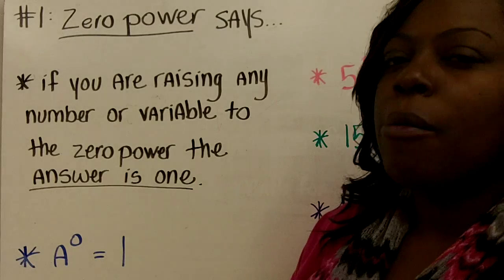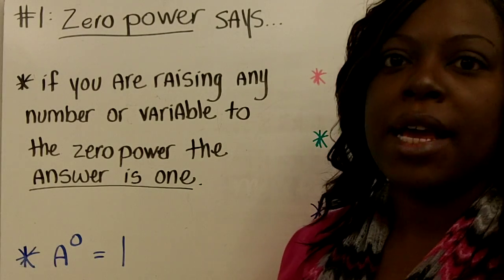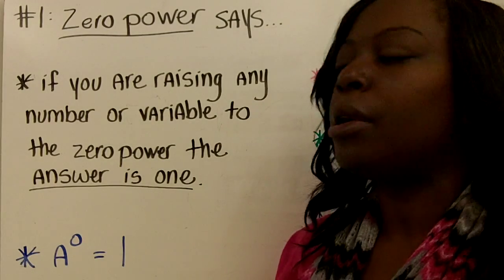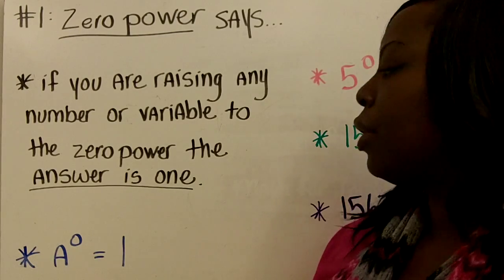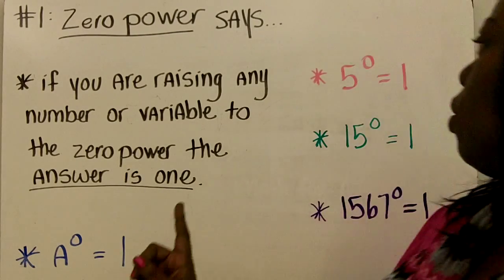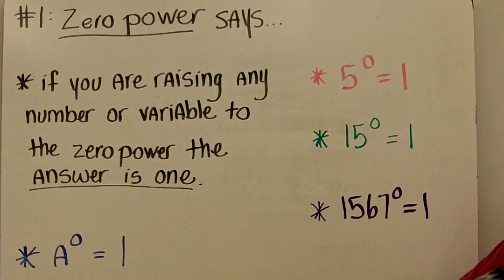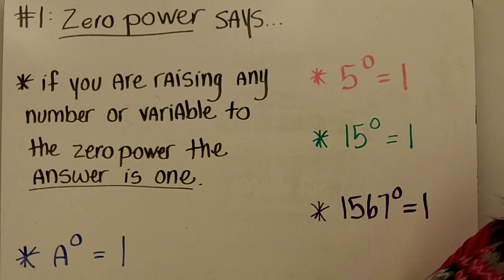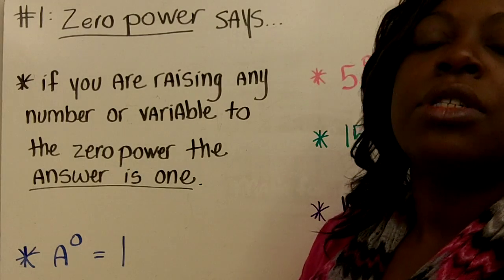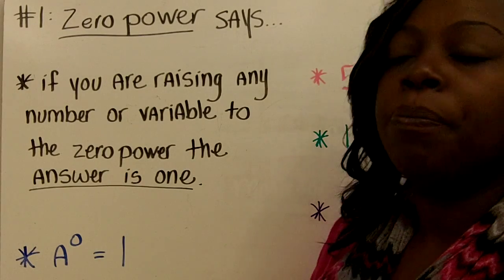What the zero power basically says is that any base, no matter the size or the type, raised to the zero power equals 1. So again, whether it's 5 to the 0 all the way to 1,567 to the 0 power, any number to the 0 power will equal 1.